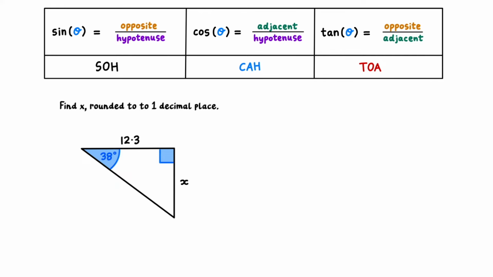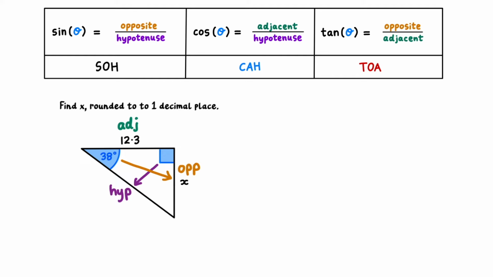In the SOHCAHTOA method, there are 3 options available to us: sine, cos and tan. To figure out which one to use, we should begin by labelling the three sides of the triangle. The hypotenuse is the side across from the right angle. The opposite is the side across from the 38-degree angle. And the adjacent is the third side that remains.